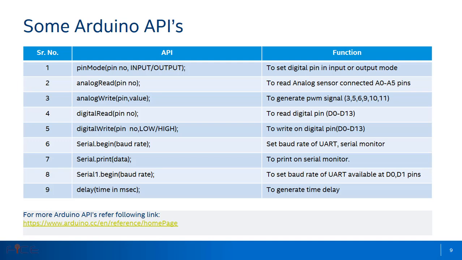Then there is the API digitalRead to read the digital pin, and digitalWrite to write on the digital pin. It takes two arguments, the pin number and the state, low or high. The next API is Serial.begin, which sets the baud rate of UART. Serial.print prints something on the serial monitor. Serial1.begin sets the baud rate of UART1, which is available on the 0 and 1 pin, or D0 and D1 pin. Delay generates a time delay. For more Arduino APIs, you can refer to the following link.